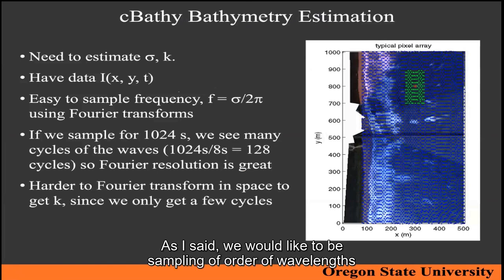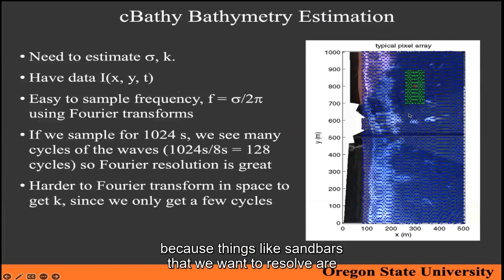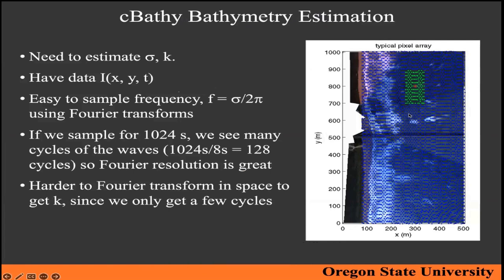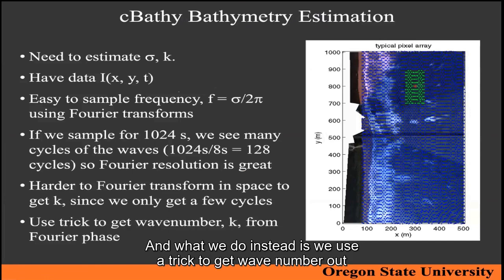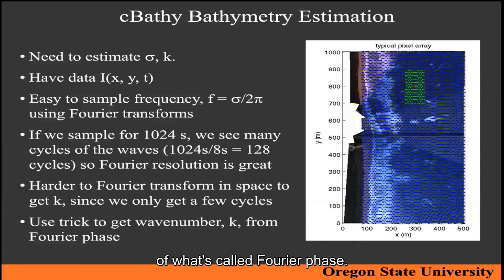As I said, we would like to be sampling on the order of wavelengths, because things like sandbars that we want to resolve are ocean wavelength scales or so. So we can't do a Fourier transform in space. What we do instead is use a trick to get wave number out of what's called Fourier phase.